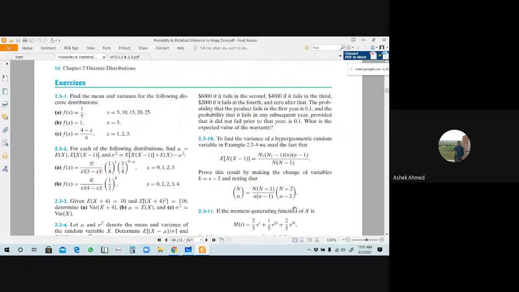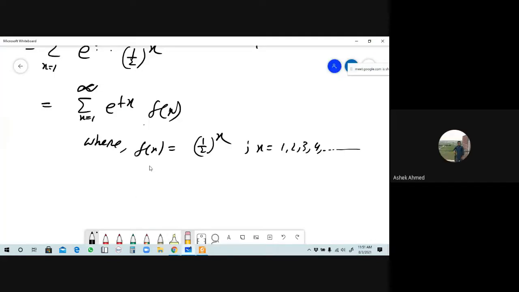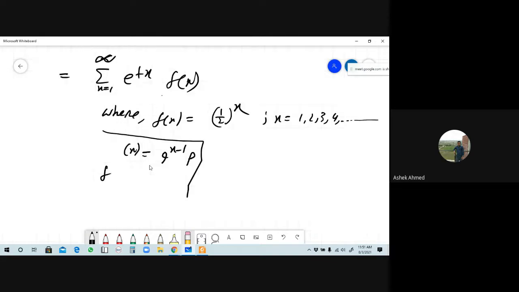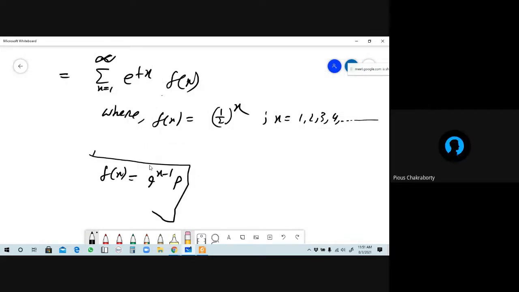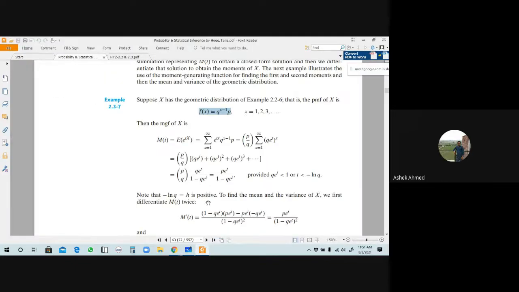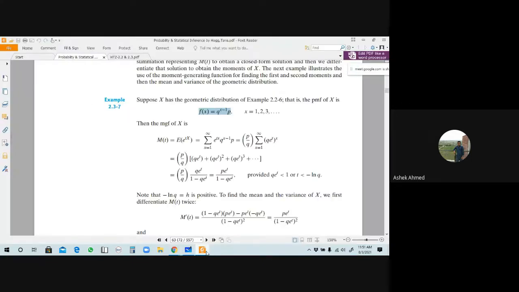Now I will discuss this problem here. This is the last problem of this case. We already know the geometric distribution function. Is it right? This is the geometric distribution function, that is f of x equals q to the power x minus 1 into p. The values of x are here 1, 2, 3, dot dot dot. Now we want to discuss the moment generating function of this function.